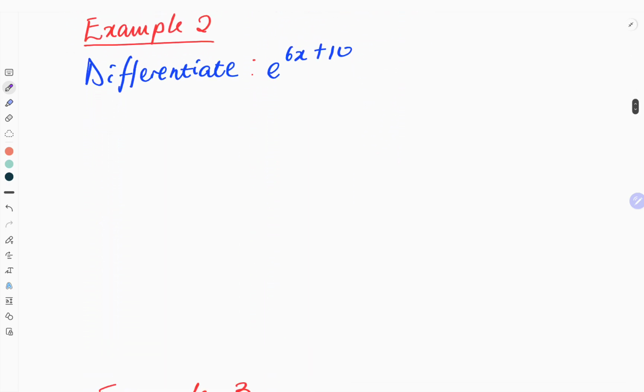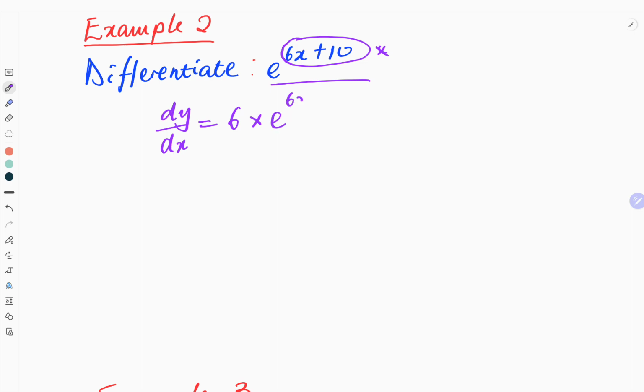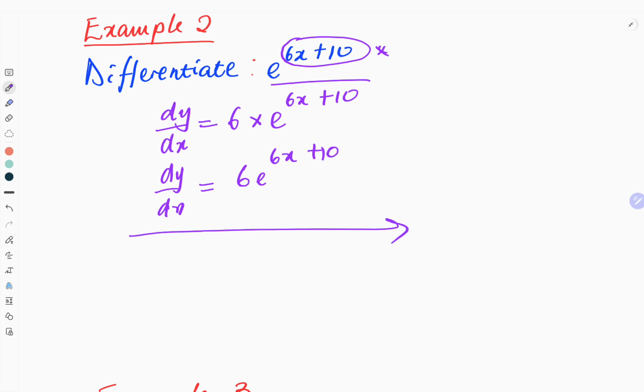Then moving on to the other example. In this question, we are asked to differentiate e to the power of 6x plus 10. The same applies. We still have our f of x here, so we derive that f of x. Therefore, dy dx will be equal to 6, the derivative of this part, times the whole thing rewritten, e to the power of 6x plus 10. Therefore, dy dx is just equal to 6e to the power of 6x plus 10. And that's how we differentiate that.